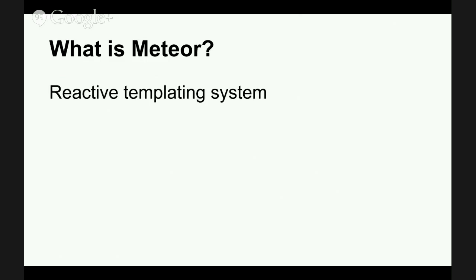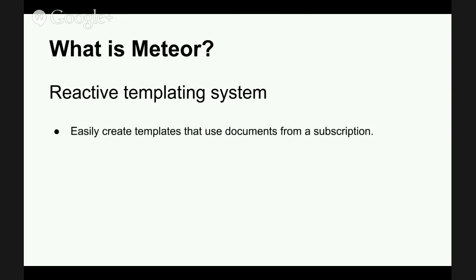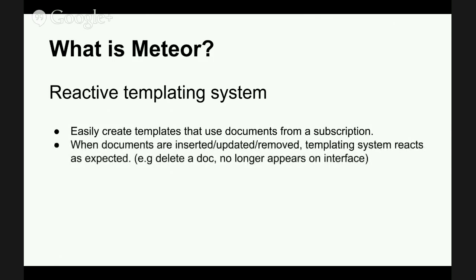The other side of this is a reactive templating system, which allows you to basically take data from that collection API and render it so that the user can interact with it. It allows you to easily create templates that use documents from a subscription, which I'll talk about in a minute. And when documents are inserted and updated and removed, the templating system reacts as expected.